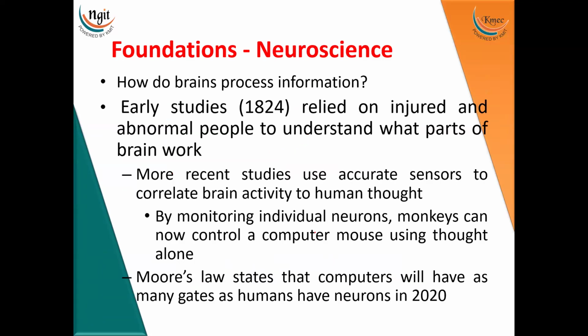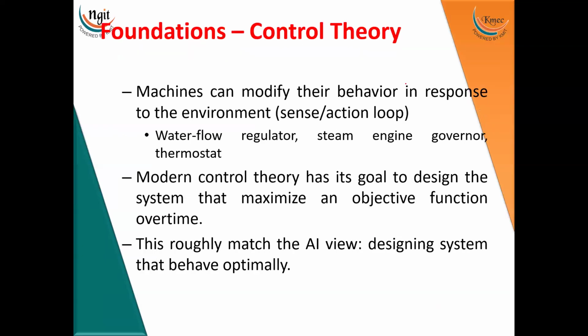And coming to neuroscience, what is this? That is how brains process information. In the same way, some researchers have worked on whether a machine can act like a human brain. That comes under neural networks, and they have made monkeys control a computer mouse using thought alone. And Moore's law states that computers will have as many gates as humans have neurons in the year 2020. So this has driven the development of neural networks, which is a very important area nowadays.